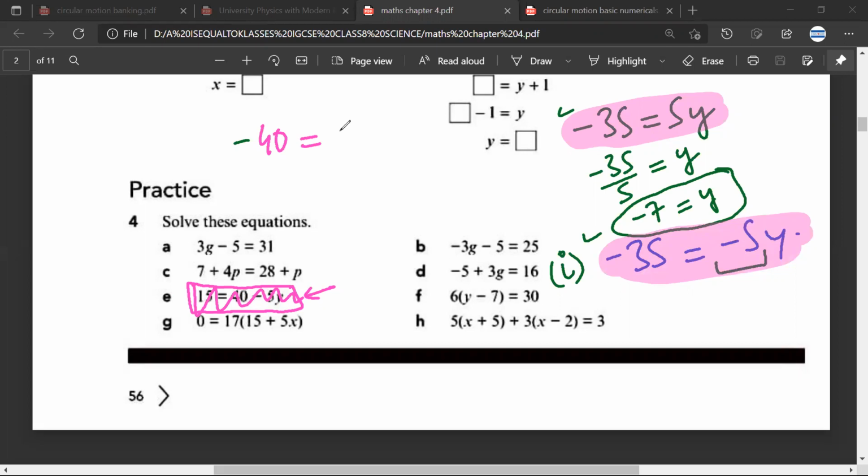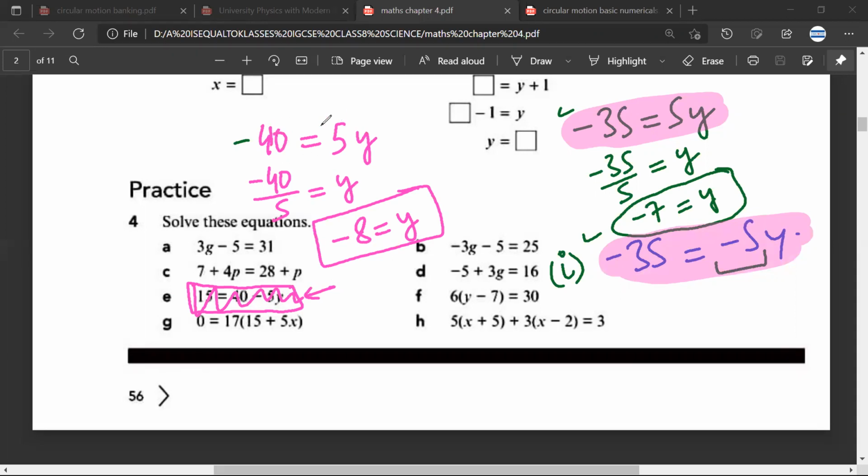Minus 40 is equal to 5y. Satya, what should I do? So we have to divide minus 40 by 5. Correct. Therefore, y would be equal to minus 8. Is it okay? Yes, sir. Satya, any doubt about this? No, sir. Okay. Now, usually kids are pretty comfortable with questions like these.